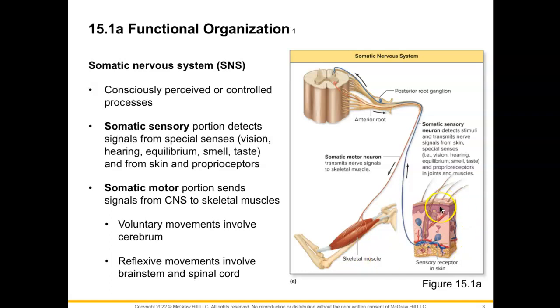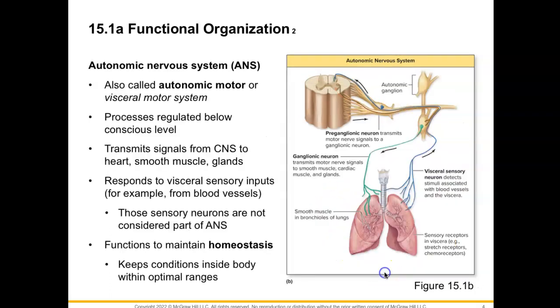So notice in this figure here, we have that sensory information moving in through the posterior root and into that posterior horn of the gray matter of our spinal cord. And then our motor neuron here has its cell body in the ventral horn of the gray matter of the spinal cord, exits out the anterior root through that spinal nerve and eventually to its destination at this skeletal muscle.